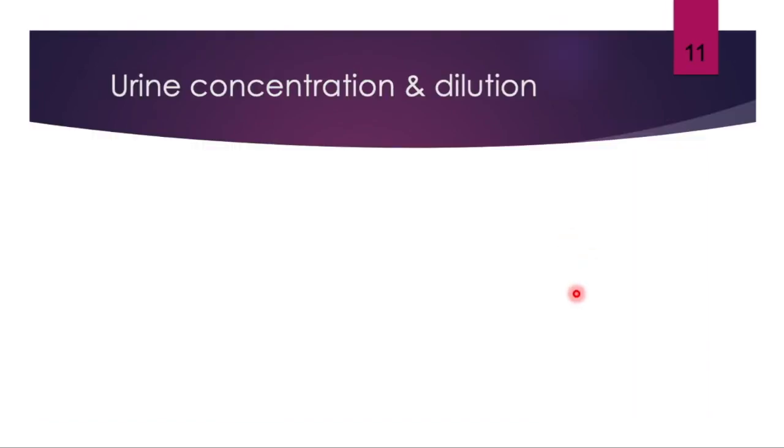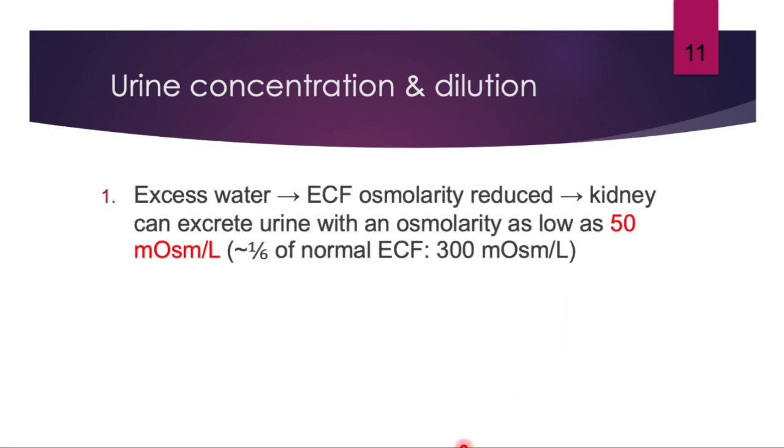Urine osmolarity depends on the water volume or ECF osmolarity. In the event of excess water in the body and body fluid osmolarity is reduced, the kidney can excrete urine with an osmolarity as low as 50 milliosmol per liter, which is about 1/6 of normal ECF osmolarity. Normal ECF osmolarity is about 300 milliosmol per liter.